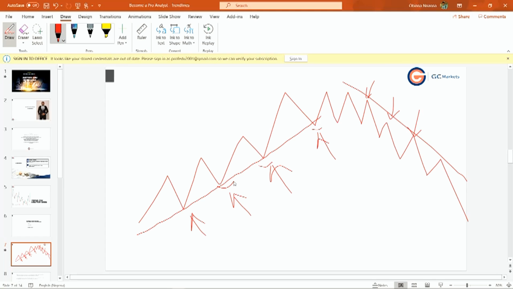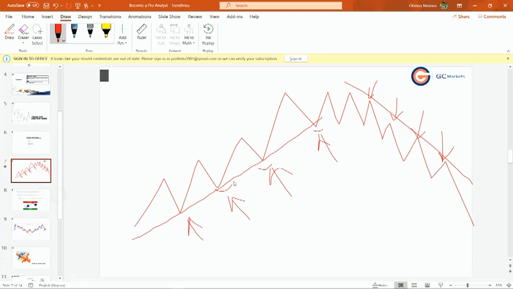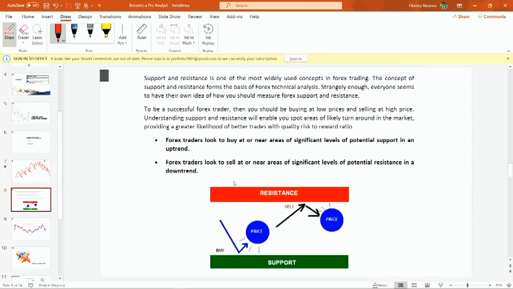Now, forgive my drawing, but I hope you're getting the point. So this is the way the forex markets move. What you see in the forex market is not chaotic. Everything you see in the forex market is actually structured. And as forex traders, our job is to make sense of the chaos, to try and see this pattern of structure in order to make sense of the market's movements.